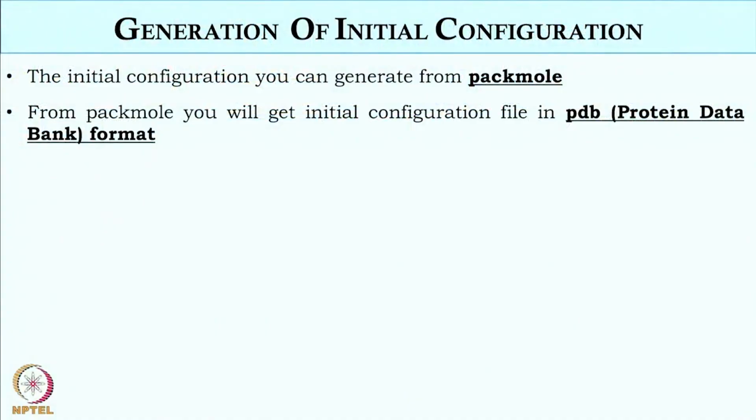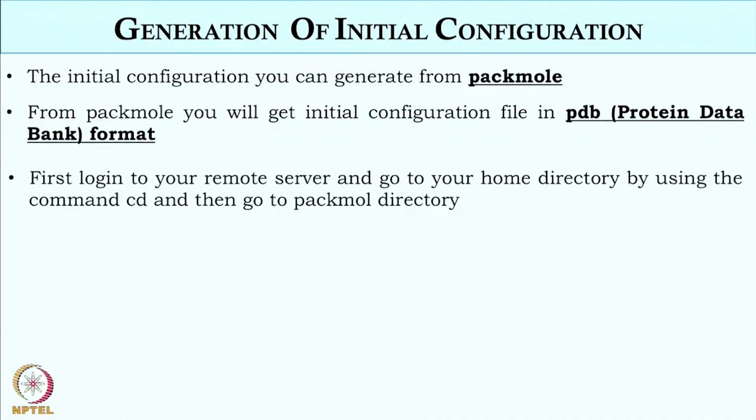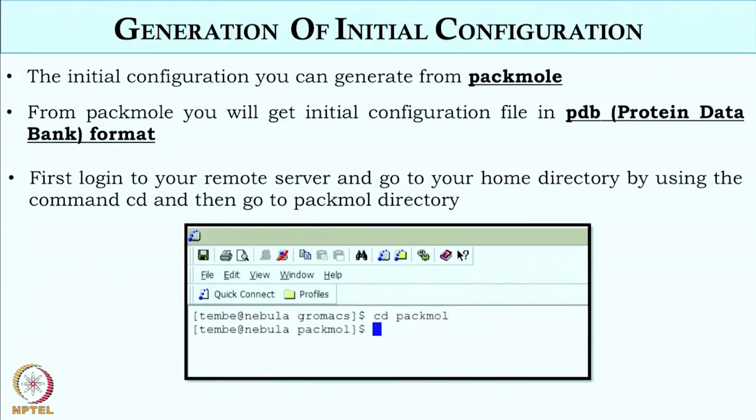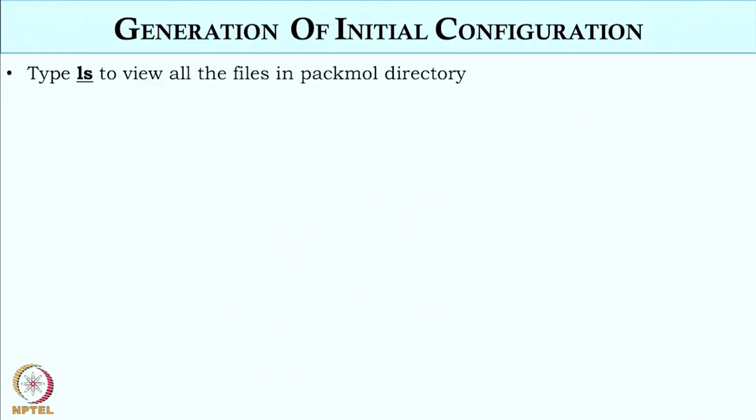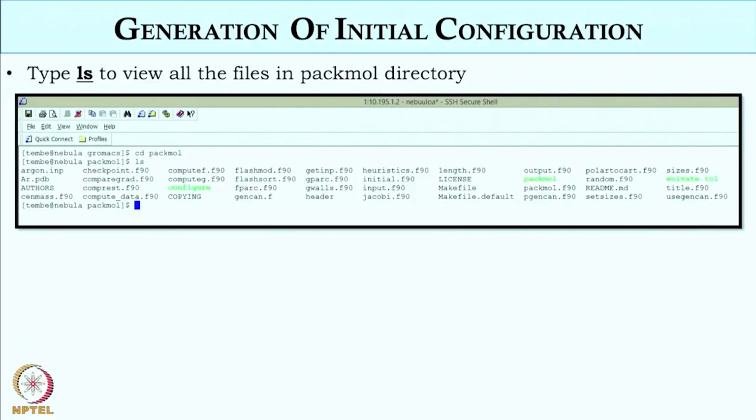Okay. So now we are discussing how to generate initial configurations using a software PackMol. From PackMol, the configuration which we will get will be in PDB format, that is the Protein Data Bank format. So first we have to log into our remote server, and then go to the PackMol directory using the command cd. If you type cd PackMol, it will go to your directory PackMol, and we can type ls to view all the files that are present in the PackMol directory.